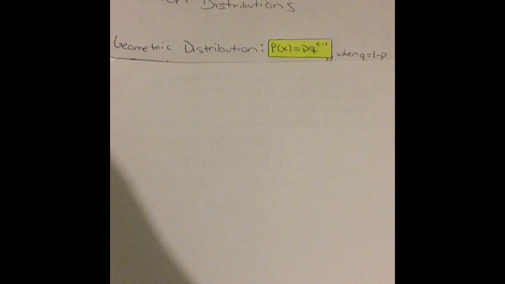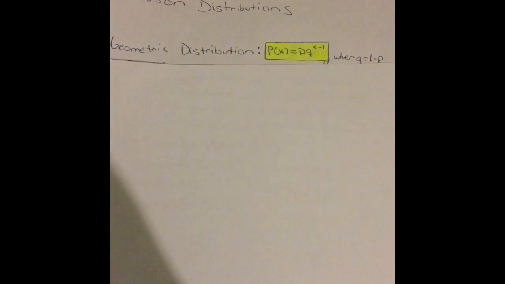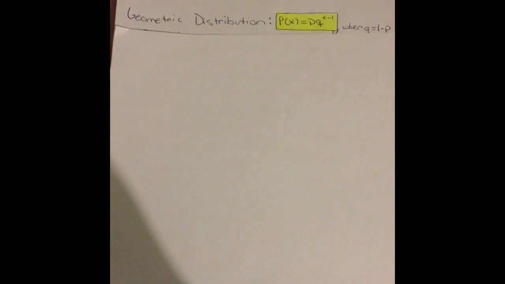Going over the binomial distribution, the geometric distribution, and the Poisson distribution. We will begin with my personal favorite, the geometric distribution. The equation is as follows. P of x equals p times q to the x minus 1, where q equals 1 minus p. P equals success, q equals failure.